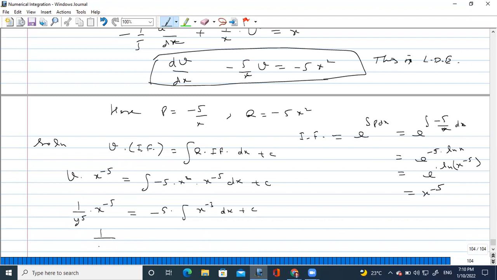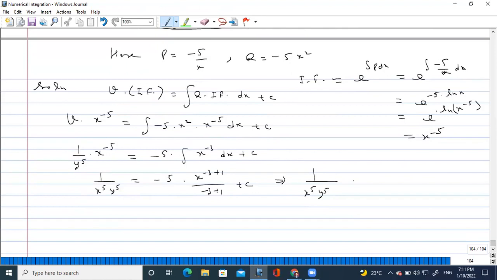Okay, so it will be 1 upon x to the power 5, y to the power 5 equal to minus 5 into the integral of this, which will be x to the power minus 3 plus 1 divided by minus 3 plus 1, and plus c. This implies 1 upon x to the power 5, y to the power 5 will be equal to, this minus minus will become plus, it is 5 by 2 into x to the power minus 2 and plus c. So this is the relation.